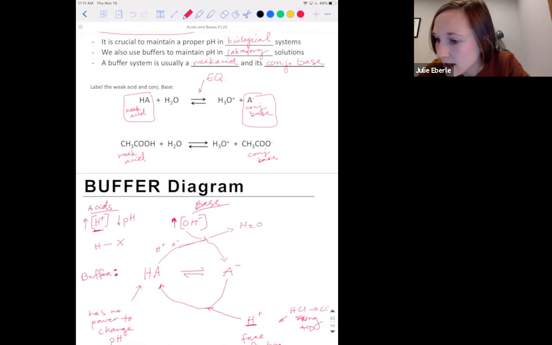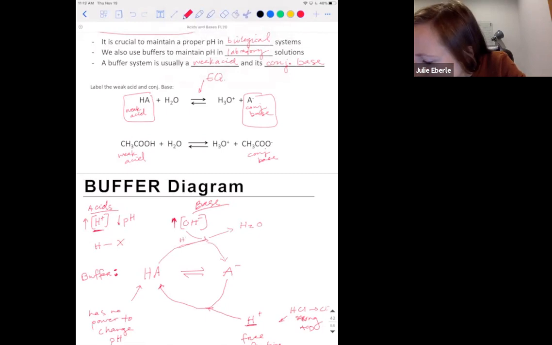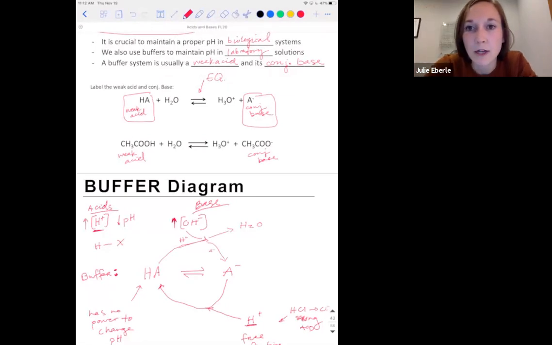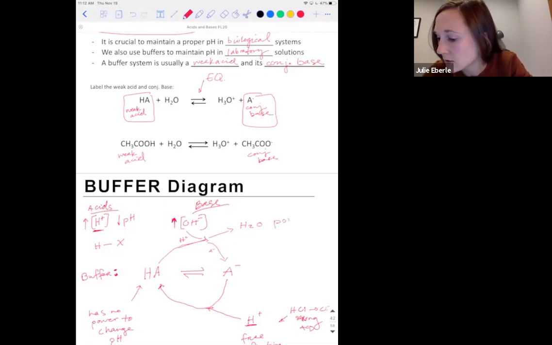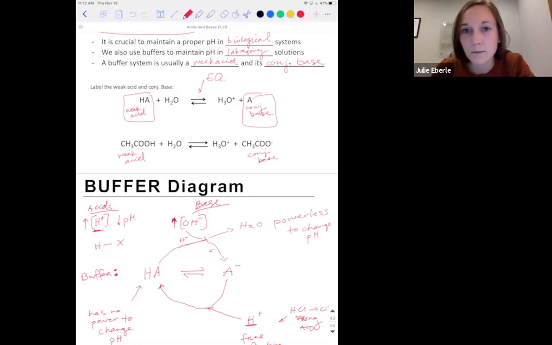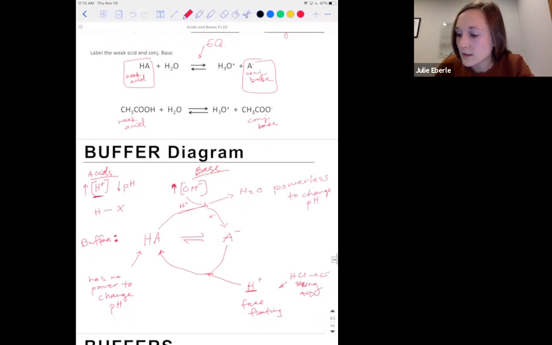The H plus, I should actually write this slightly different. Sorry, I keep erasing. The H plus is going to go this way with the OH minus, and then what's left over is we're going to create A minus, more of the conjugate base. Okay, and we just neutralized the OH minus by turning it into water. This is powerless to change pH.